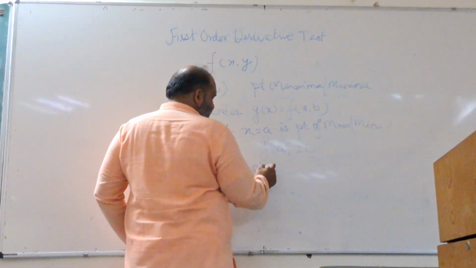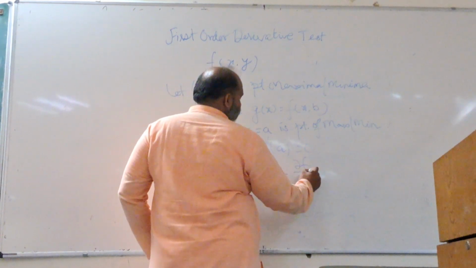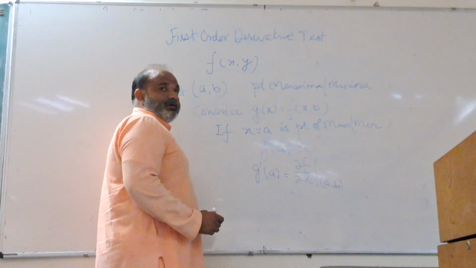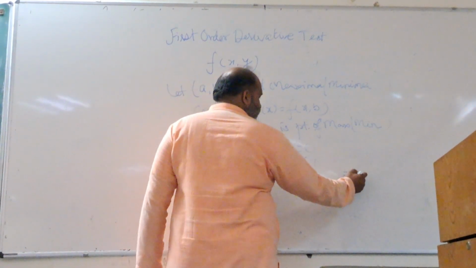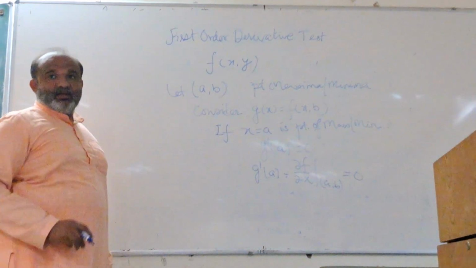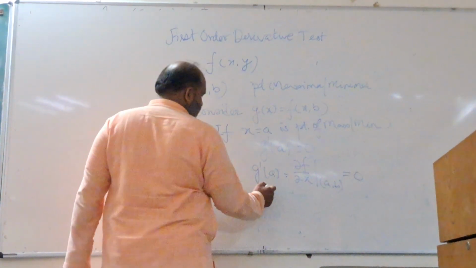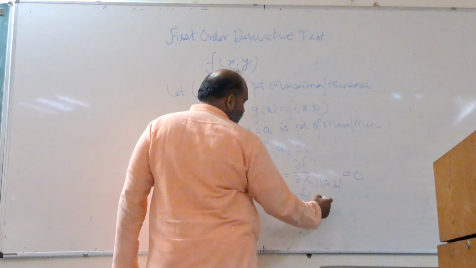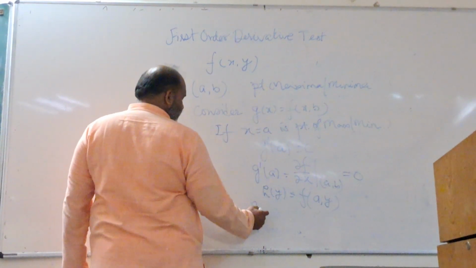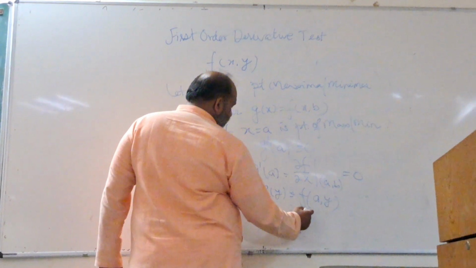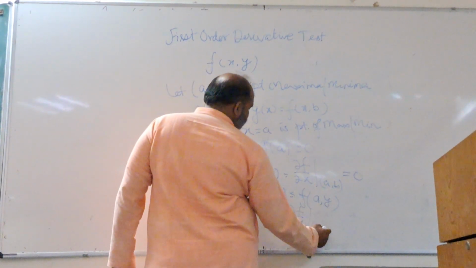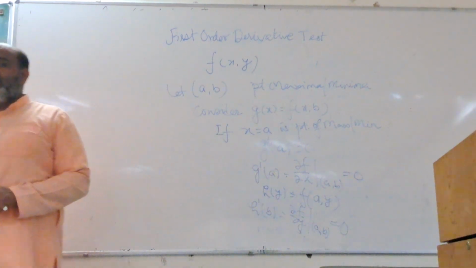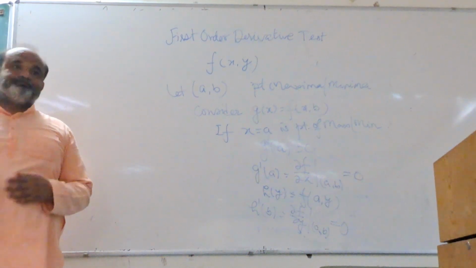So now what will be g'(a)? This will be nothing but del f over del x at (a, b), right? So this will be equal to 0. And similarly, taking h(y) equal to f(a, y), I shall have h'(b), that is nothing but del f over del y at (a, b). This will be equal to 0, right? Yes, sir. Is it okay? Yes, sir.